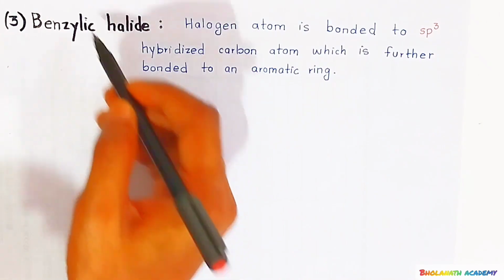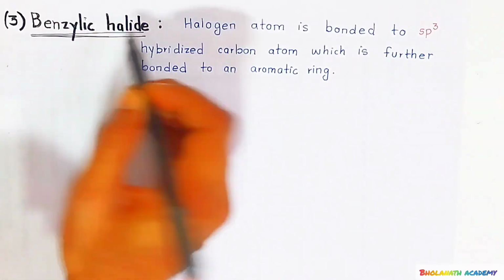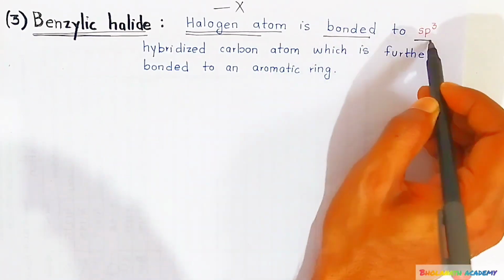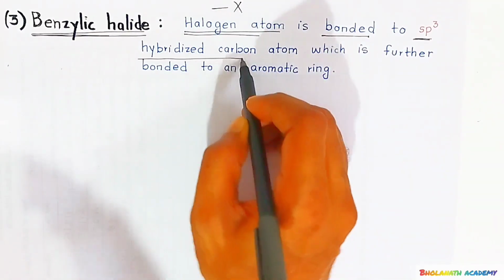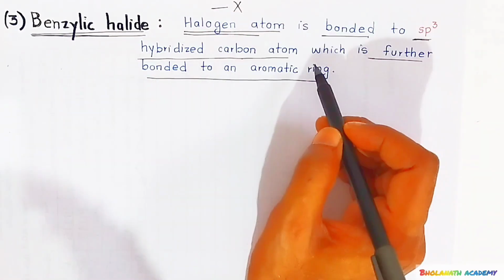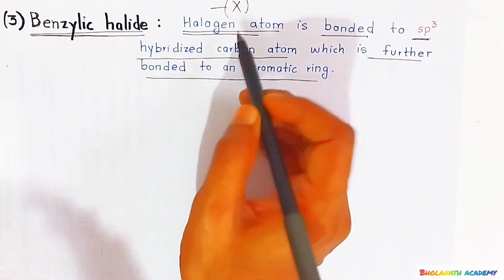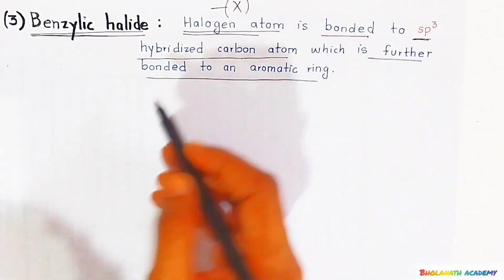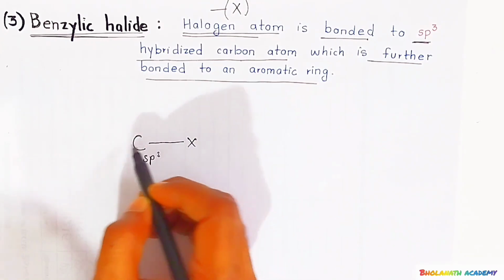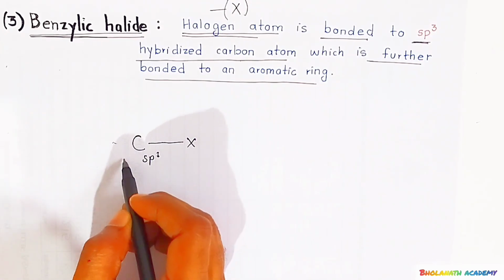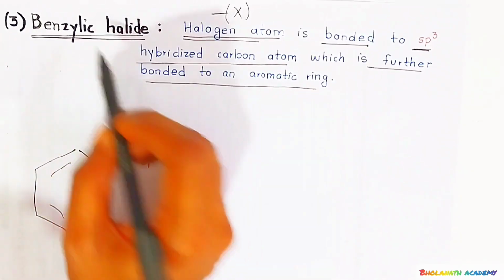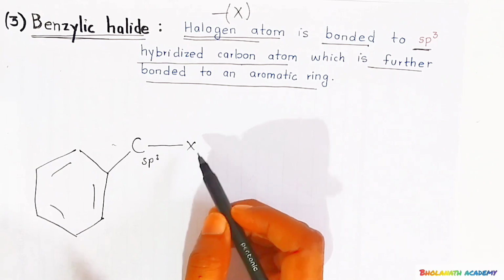Now we are going to see benzylic halide. What is benzylic, students? When the halogen atom, this way we are representing halogen atom, is bonded to sp3 hybridized carbon atom, which is further bonded to aromatic ring. The monohalogen derivative, only one halogen, students, we are talking about. So when this one halogen atom is bonded to sp3 hybridized carbon atom, this sp3 hybridized carbon atom is bonded to aromatic ring. So this is the aromatic ring, students. So this type of halide, monohalogen derivative, is called as benzylic halide.